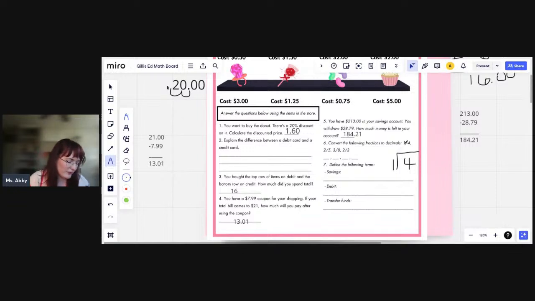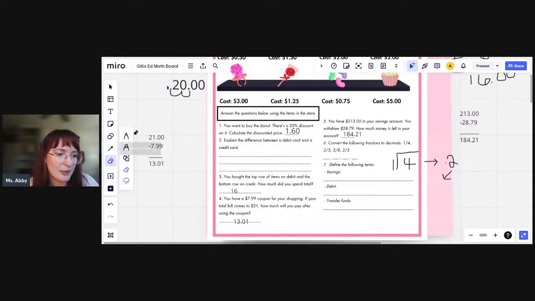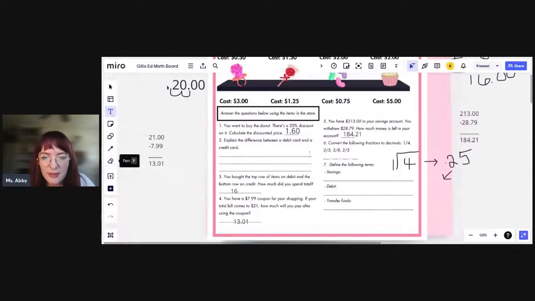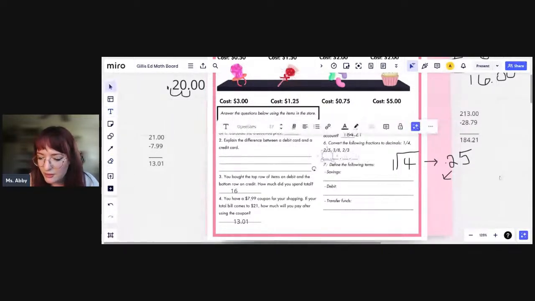And so when you do this, you should get 0.25, because 4 fits into 1 that many times. So I made a mistake: 0.25, not 0.24. So for that one, you're going to write 0.25.